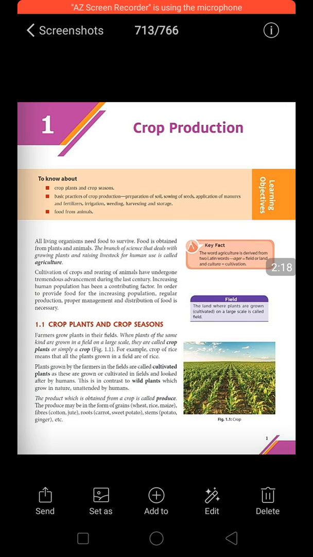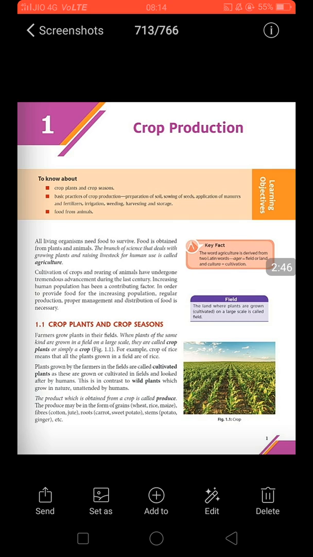Collectively, the branch of science that deals with all these things is called agriculture. Next, cultivation of crops and breeding of animals have undergone tremendous advancement during the last century. There is no doubt that there is a huge change. If you ask your grandparents, they were doing farming very simply, by manual labor only. They had no machines at that time, no tractors, no cultivators, no combines to harvest their crops.